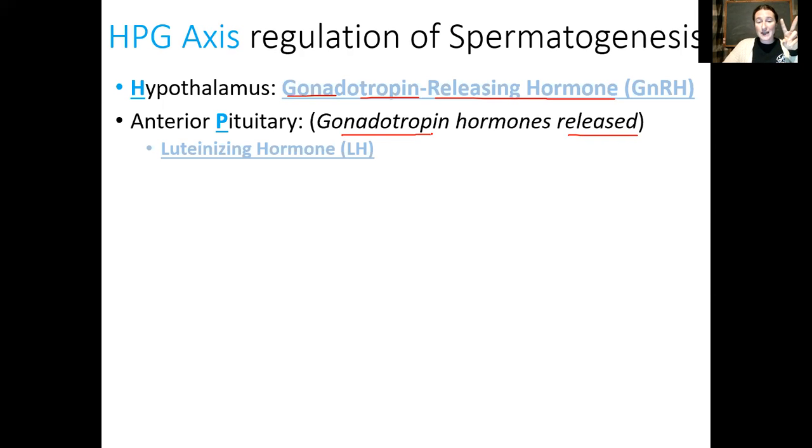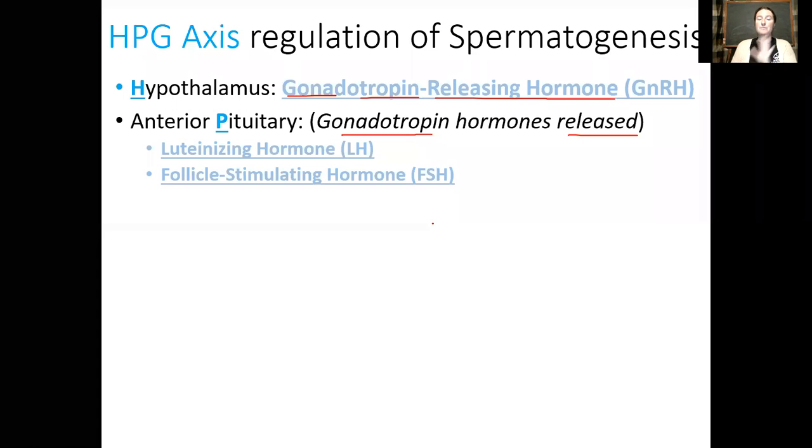There are two gonadotropin hormones. LH is luteinizing hormone, and FSH is follicle stimulating hormone. Both of these hormones were named for the actions that they induce in females, but both hormones are exactly identical in males as well. Okay, so again, the luteinizing and follicle stimulating, those terms are referring to the female actions, but they're also active in males.